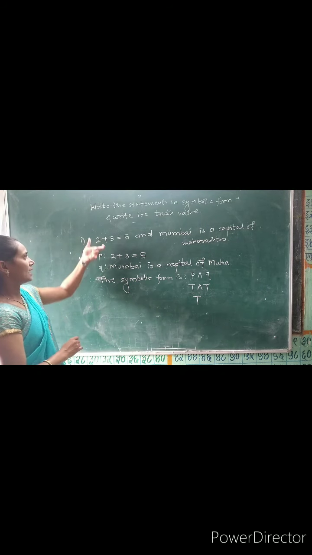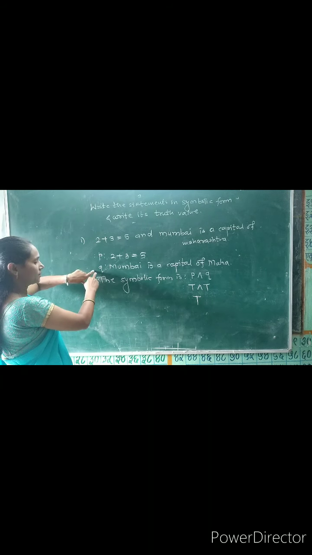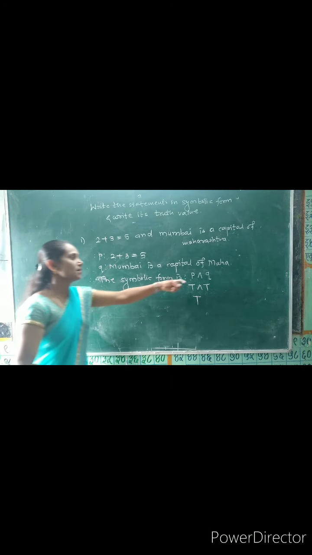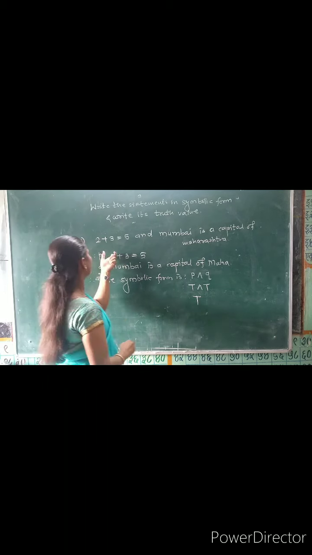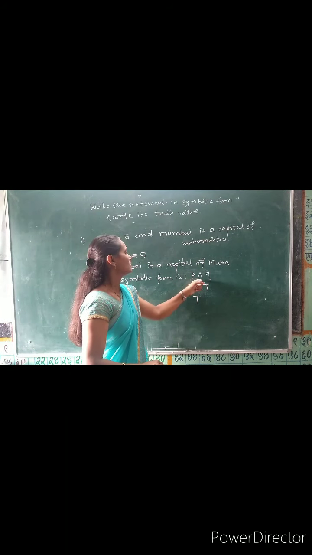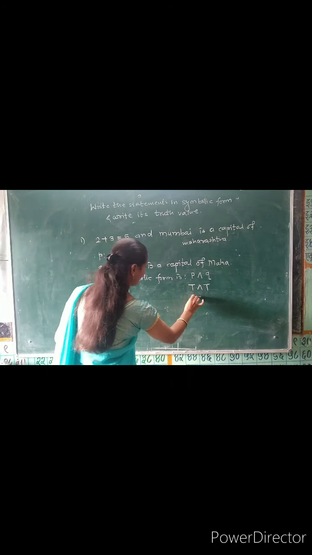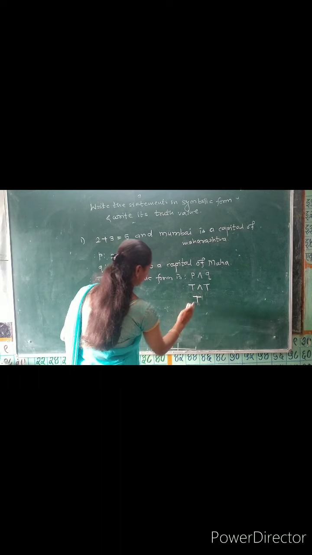In exam, we have to write like this. If we are given two statements, first write P statement, Q statement, then write its symbolic form and check if our statements P and Q are true or false. Then choose: and, T and T, we will get T.